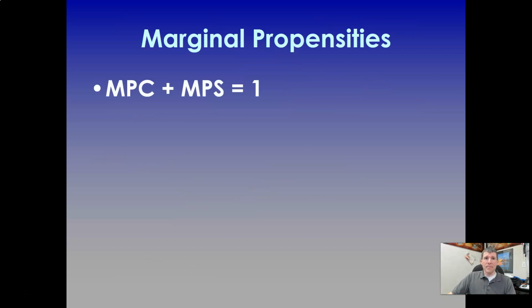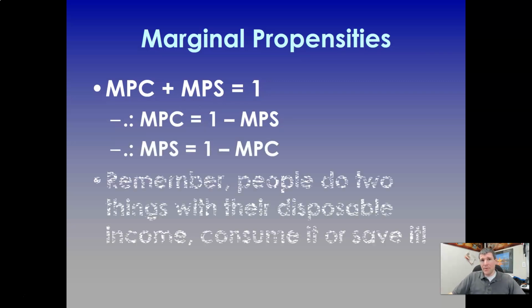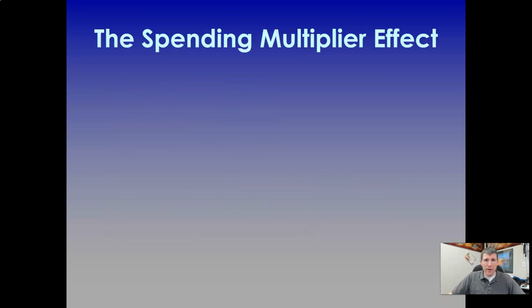Now, you'll notice here also the MPC and the MPS must equal 1. Once you've gotten one, you already have the other one. So in our example, once we knew that the MPC was 0.8, we knew automatically that the MPS had to be 0.2. So just remember MPC and MPS have to equal 1, and you can do any calculations that come along with it.